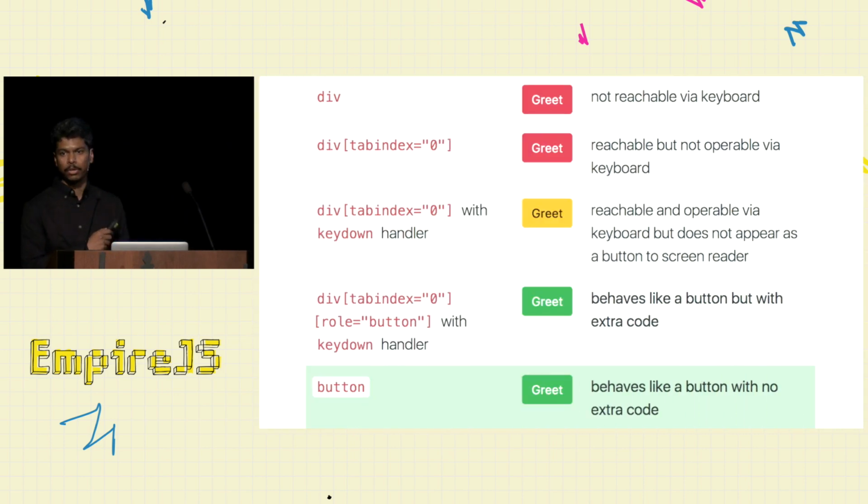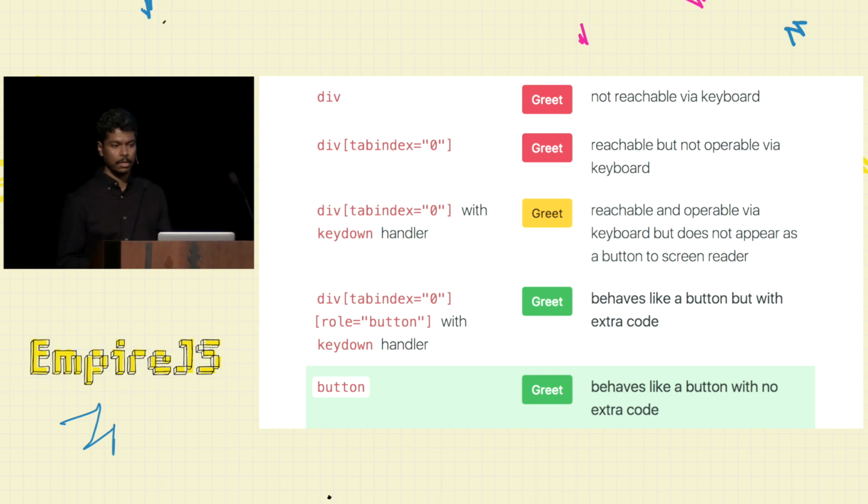So by pressing tab, we can reach the button. No need for role equals button, because a button is a button. We don't have to make it look like a button anymore. And also, the icing on the cake, no need for the explicit key down handler. On space and enter press, the same click handler which was attached to the button will get invoked. So less is more. Here is a screenshot of a CodePen where I have summarized all the use cases that we have discussed so far.